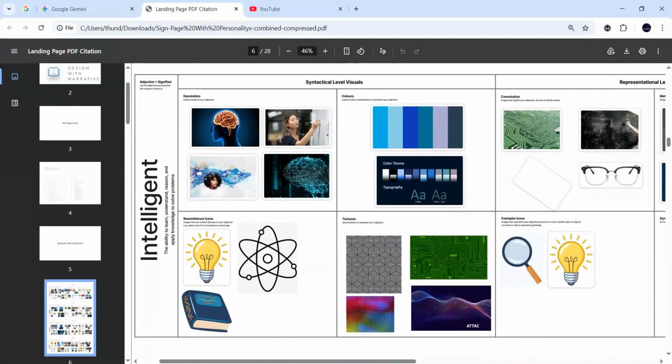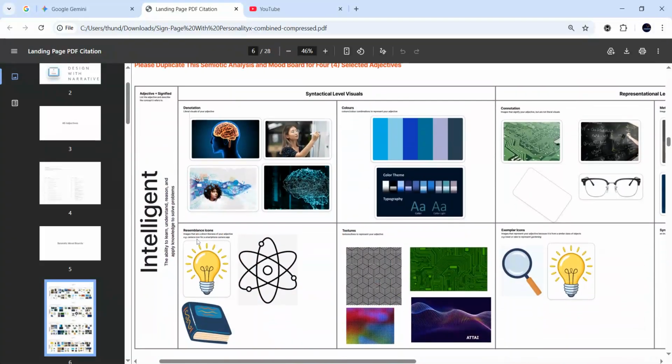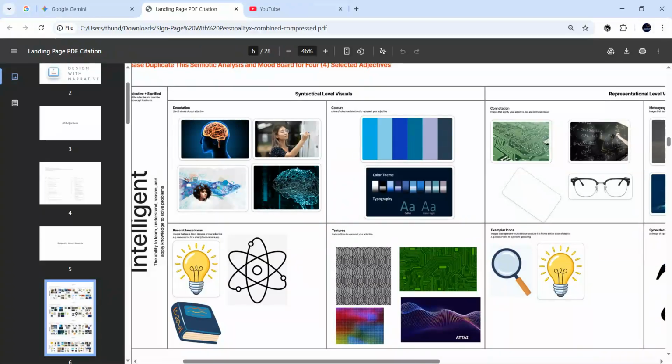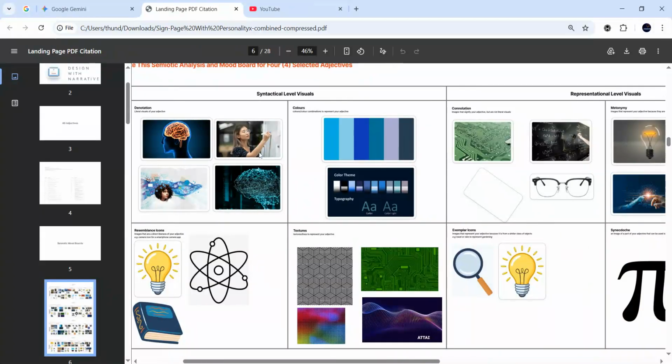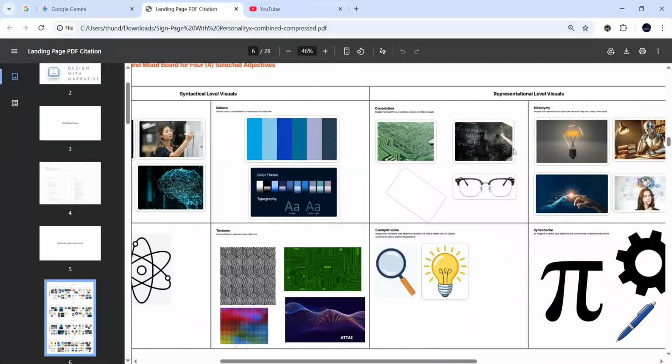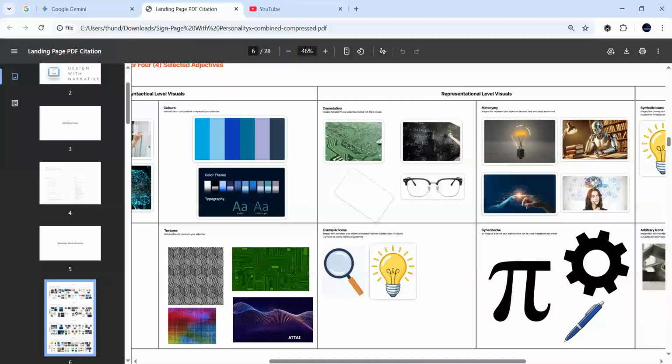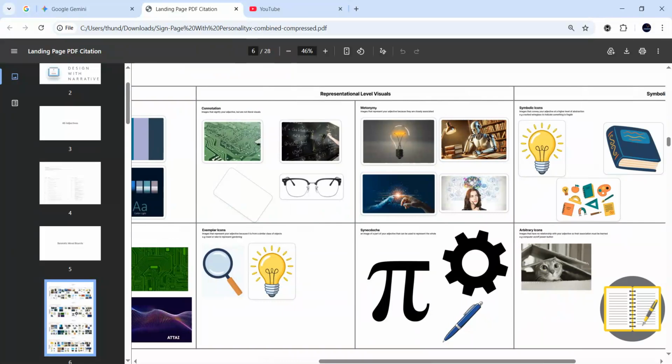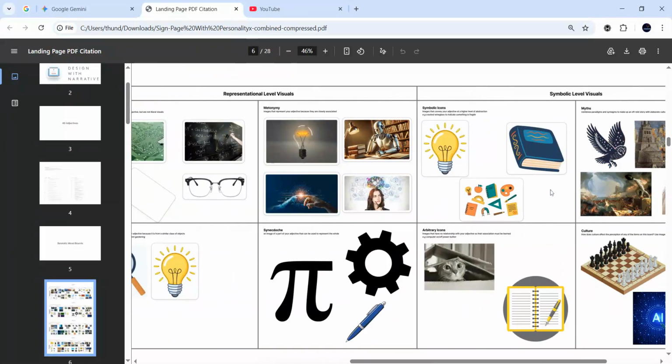The next one that I decided to do was intelligent, which is defined as the ability to learn, understand, and reason and apply knowledge to solve problems. So here we have images that would be very recognizable. Like, we have a brain, we have someone writing down something, we have a complex equation written on a blackboard, and other examples of icons that I chose.